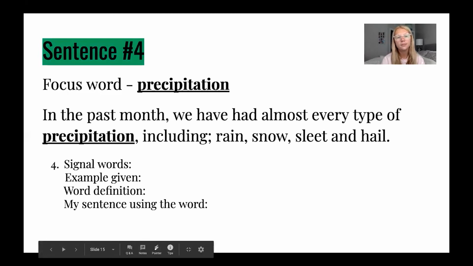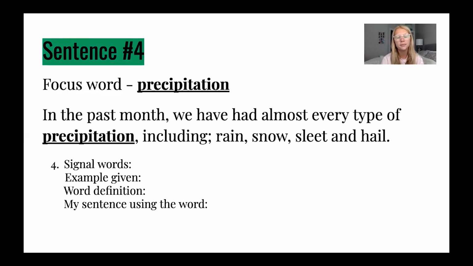Sentence number 4. Our focus word is precipitation. In the past month, we have had almost every type of precipitation, including rain, snow, sleet, and hail. So for this sentence, our focus word is precipitation. Look for our signal words, the example given, the word definition, and my sentence using the word.